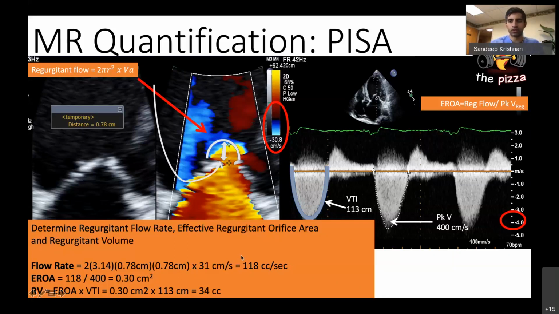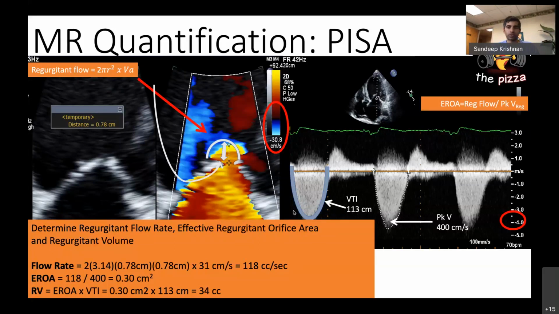That in and of itself doesn't really tell me a whole lot. But then you plug that number into the EROA calculator, which is the regurgitant flow, which is what we just found, in 1 second, divided by the peak velocity of the regurgitant jet. So that's 400 in this case. This is where that MR-VTI number that you get from tracing this comes into play.